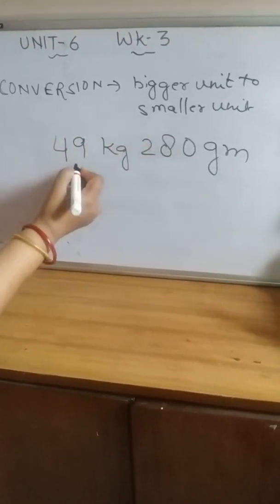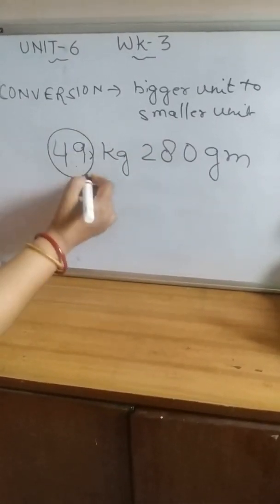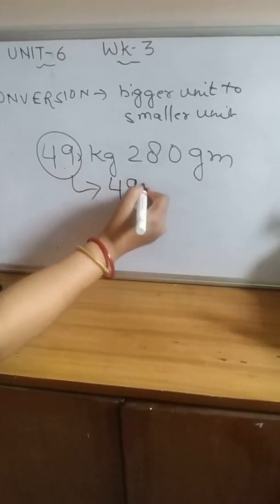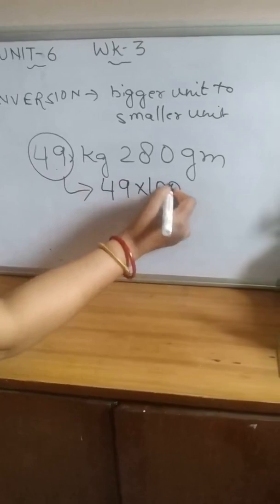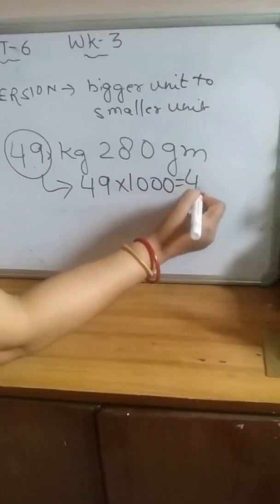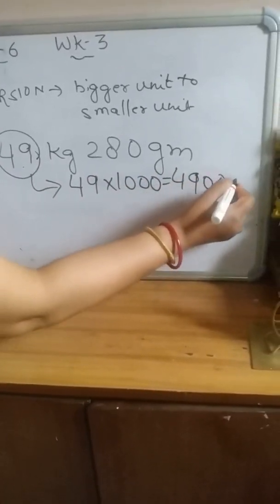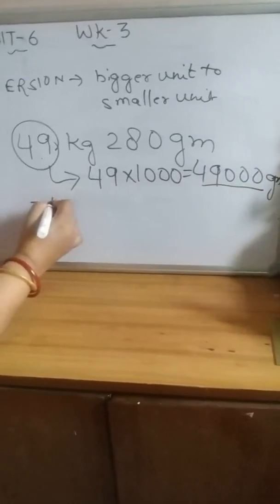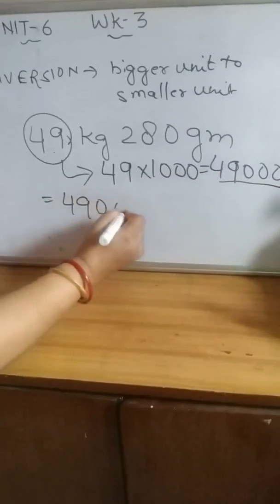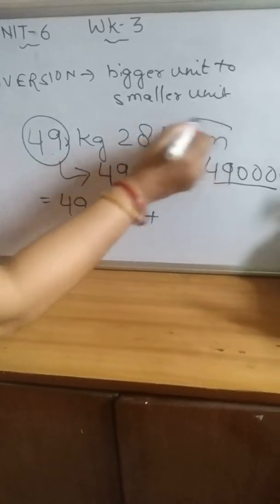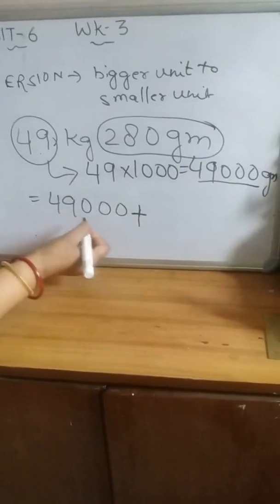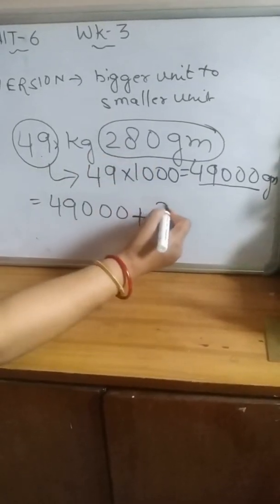So firstly we will convert this kilogram into gram. So the number of kilogram will be multiplied with 1000. Then this kilogram will be converted into gram: 49,000 gram. Now this number, that is 49,000, will be added, sorry, not multiplied. This 49,000 will be added with 280.